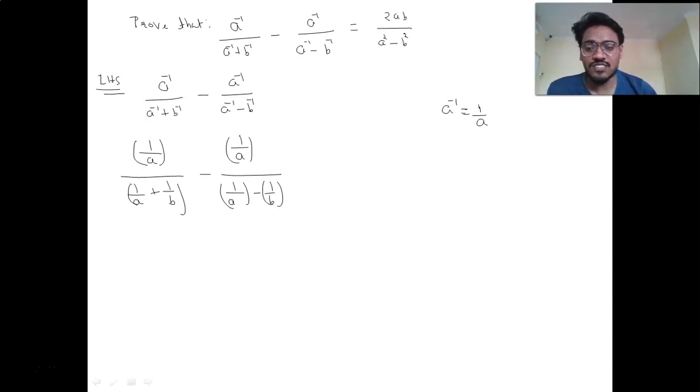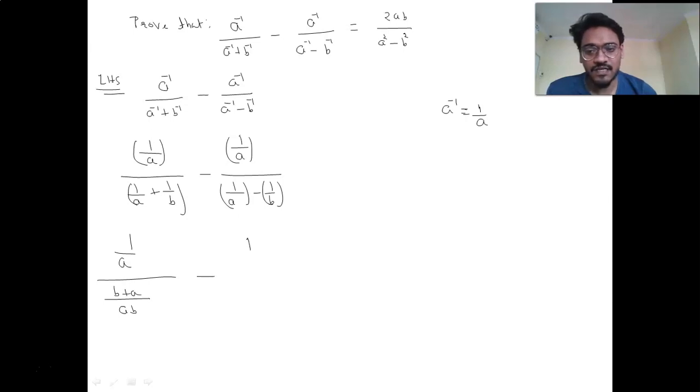Clear? Now students, as you can see here, it's 1 upon a. Now see, this complete fraction is in the denominator and can be simplified, I can add these two fractions. So let us first add this in the denominator only. How will this be solved? a and b, if I take LCM, LCM will be ab, and it's going to be b plus a or a plus b. Okay, let me write it b plus a.